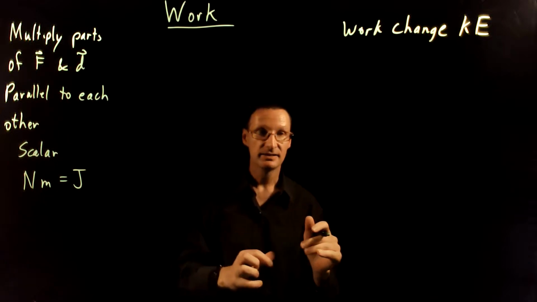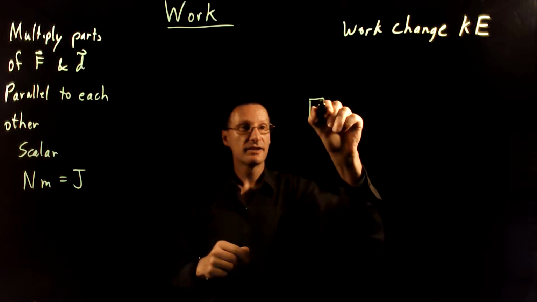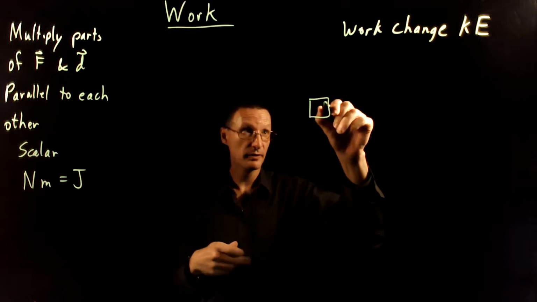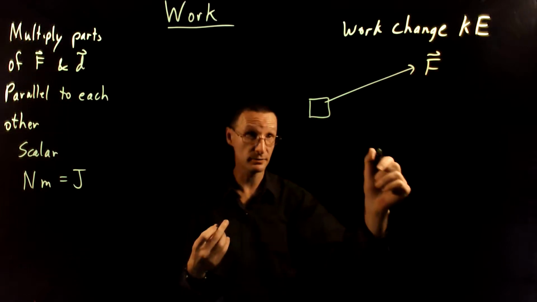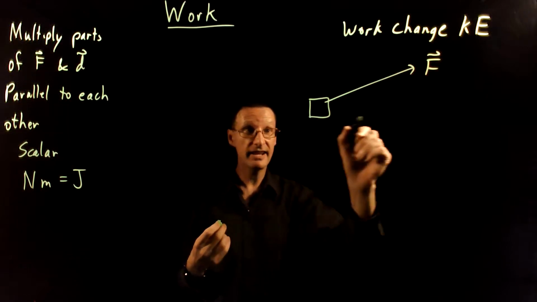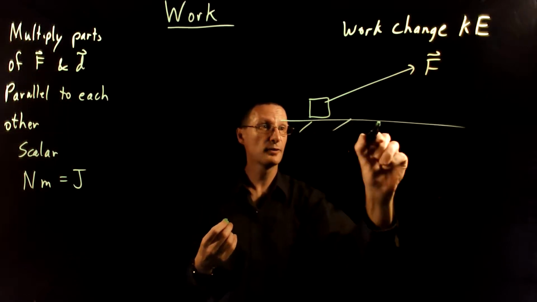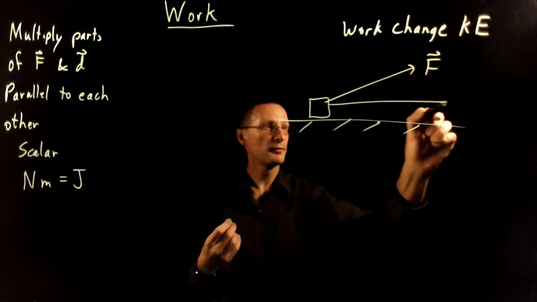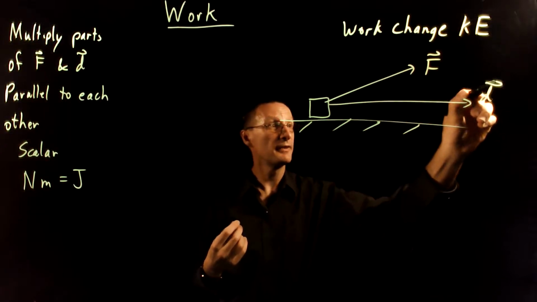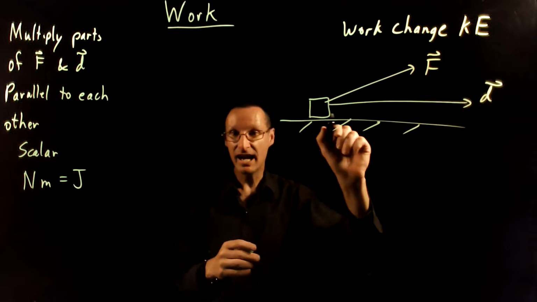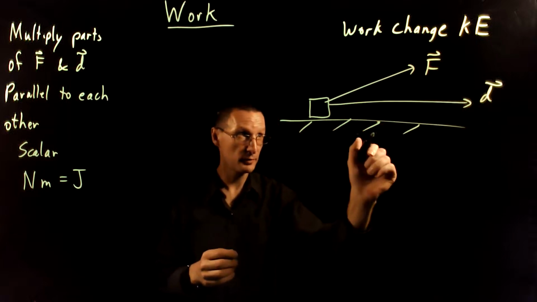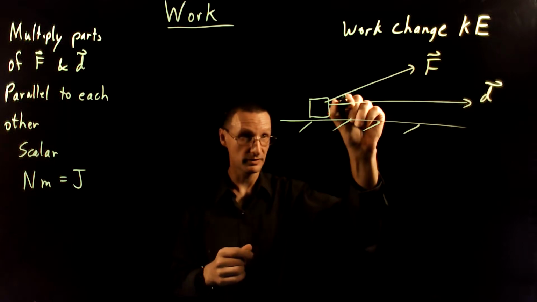Okay, so how do we take this idea, which seems a little vague, and make it mathematically precise? Well, let's imagine a scenario where we have a box and we tie a rope to it and we pull on the rope in this direction. And by doing that, that drags it across the floor, and the displacement vector points like that along the floor. And just keep in mind, this is not a free body diagram. I'm just drawing the force and the displacement together so we can see how this works.